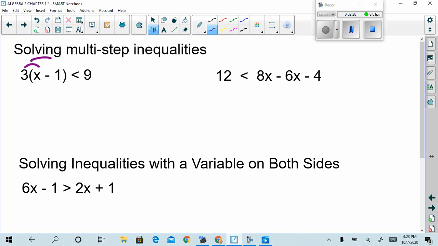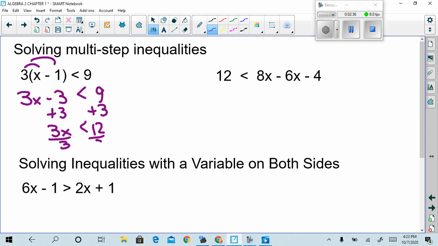Let's distribute. You now can see the importance of learning one skill because in math they tend to build and return in another type of problem. I'm now going to add 3 and then divide by 3. X is less than 4. Open circle, shading to the less than.